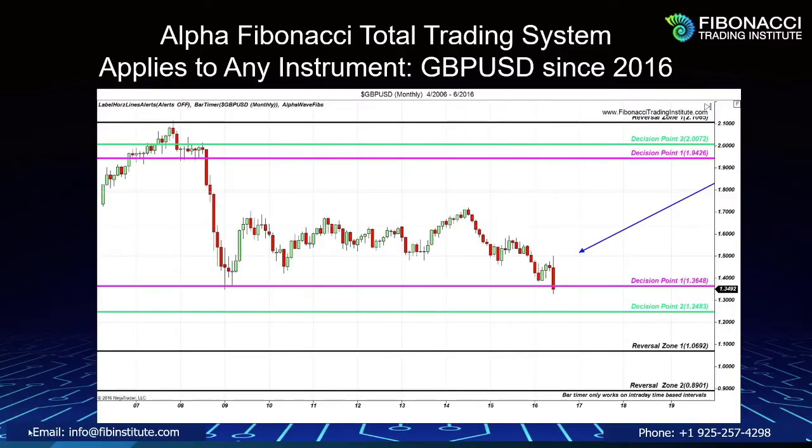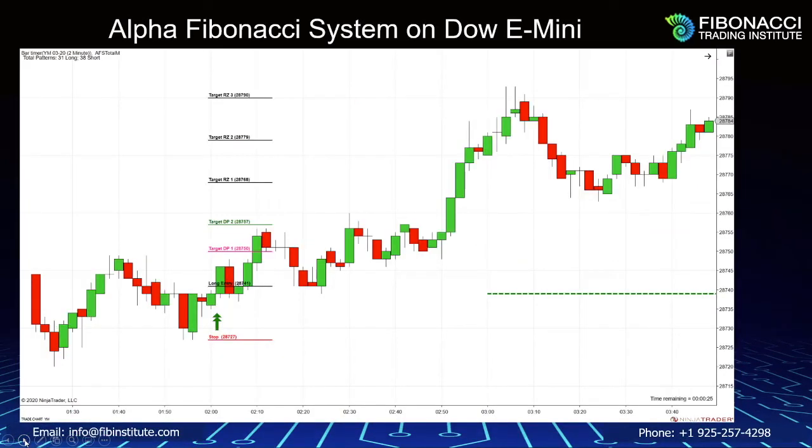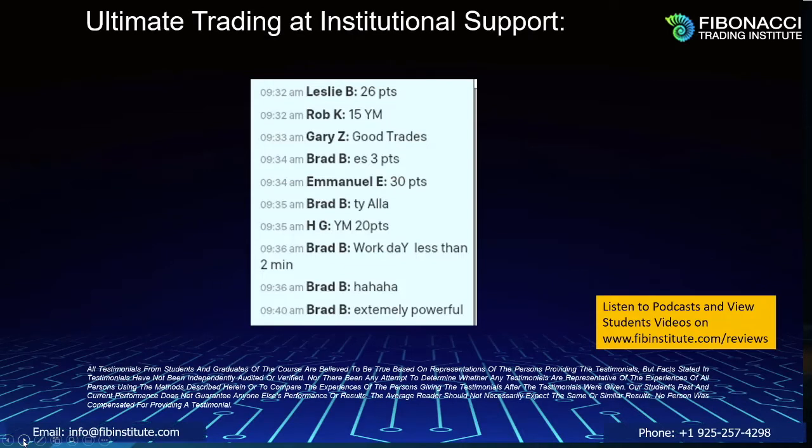And that's the power of the system. Trade it all over the world on any instrument. Trade on Dow has precise entry, stop, and target. And when the trade reaches the Alpha Fibonacci reversal zone, Dow collapses, as expected in advance.